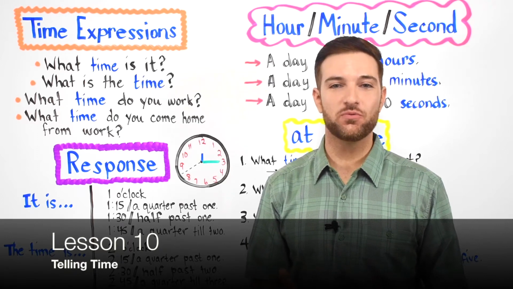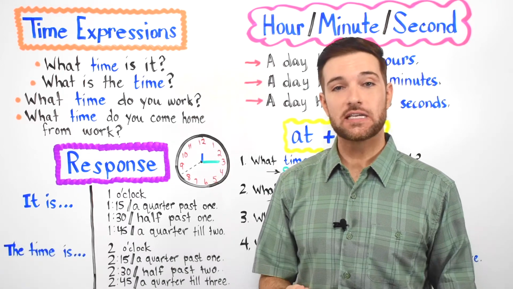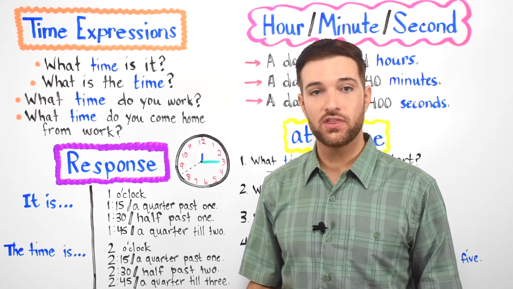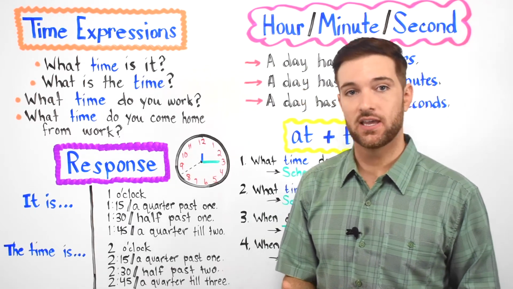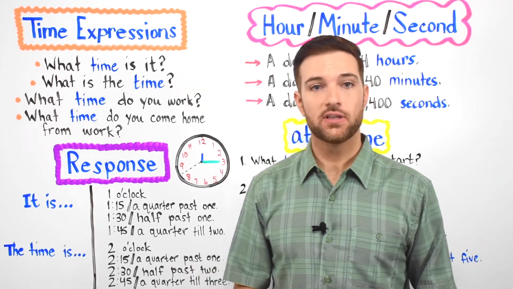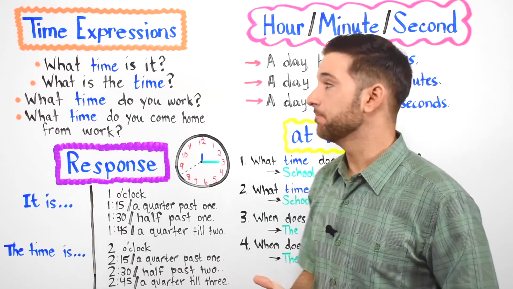In this lesson we will learn how to tell time, but we're also going to look at some new verbs, and this is going to be useful in talking about when things or events take place during the day, when something happens during the day, for example. So let's begin by looking at some examples here.